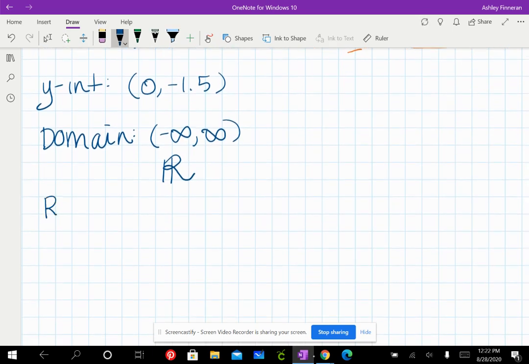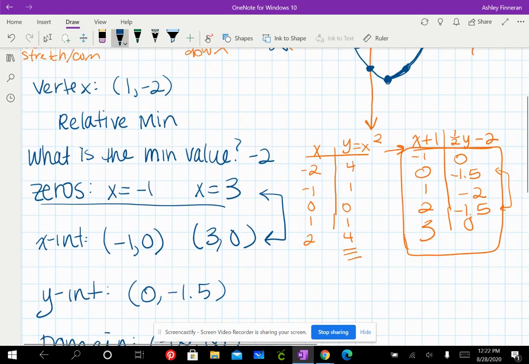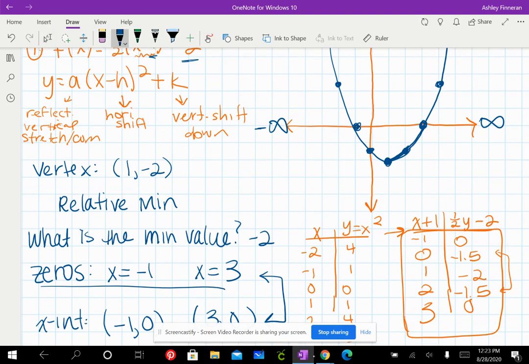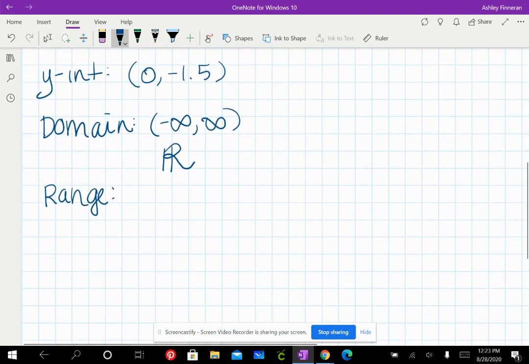The range is all of the y values. So we always read bottom to top. The lowest y value is -2. And -2 is a y value. So I'm using a bracket to show that -2 is included in the range, and it goes up to infinity. Another way of saying this is y is greater than or equal to -2. Those are the same thing, it's just two different options.